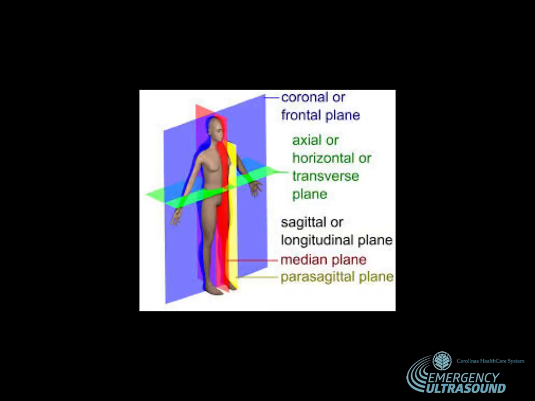So remember your coronal or your frontal plane, your transverse or axial plane, and then your sagittal or longitudinal plane. And make this line up with each patient that you're performing an ultrasound on.